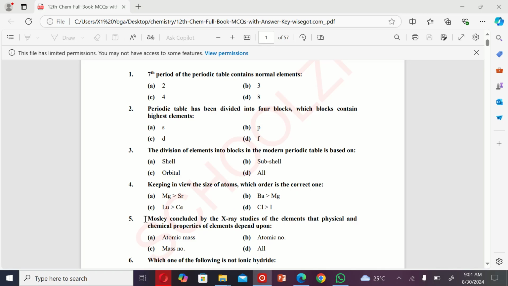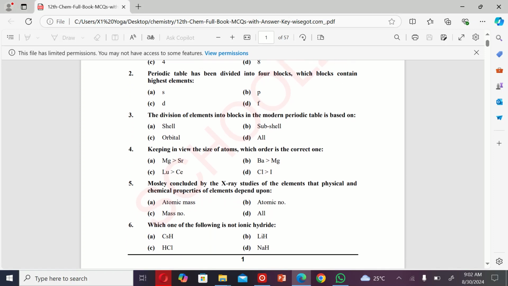The next MCQ is: Moseley concluded by the X-ray studies of the elements that physical and chemical properties of elements depend upon A, atomic mass, B, atomic number, C, mass number, and D, all. So the correct option is B, atomic number.